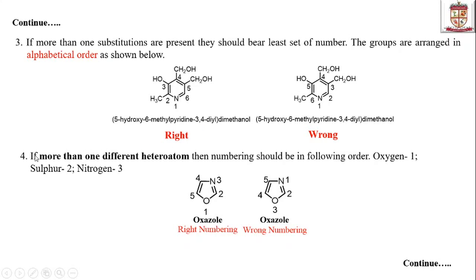In the next rule, if there is more than one different heteroatom, then the numbering should be in the following order. First one is oxygen, then sulfur, then nitrogen.